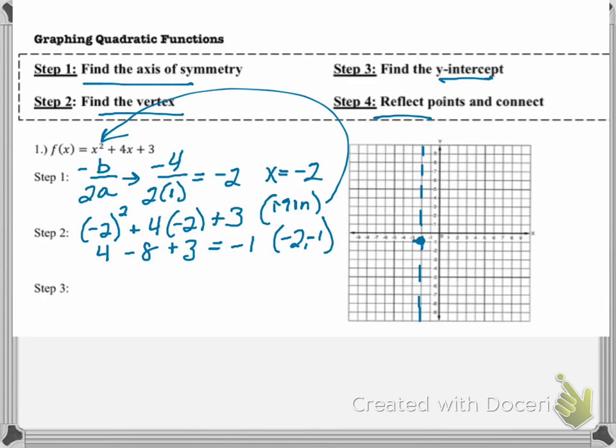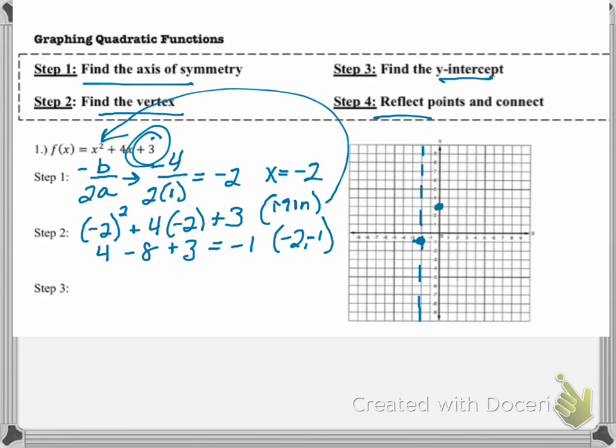Then step 3 is find my y-intercept. My y-intercept is my c value. So I'll find my c value. There it is. And now I can go ahead and actually reflect that. If you look really closely at your graph, that point is 2 spaces away from my line of symmetry.